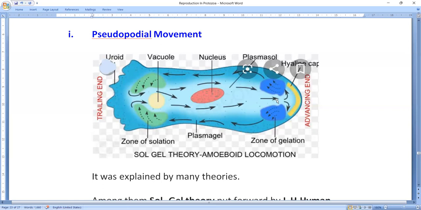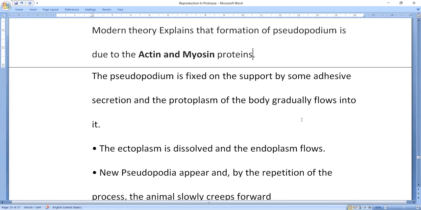So it's a cyclic process, and due to the formation of this area, the pseudopodium is formed and it moves forward. So that is about the sol-gel theory or change of viscosity theory.